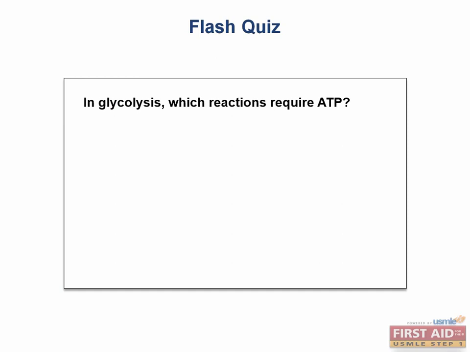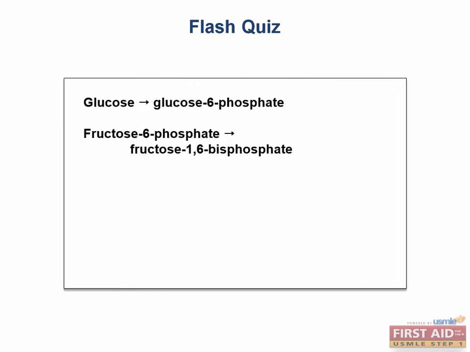Okay, flash quiz time. In glycolysis, which reactions require ATP? I'll give you a little bit. There are 2 steps in glycolysis that require an investment of ATP: converting glucose to glucose 6-phosphate and fructose 6-phosphate to fructose 1,6-bisphosphate.